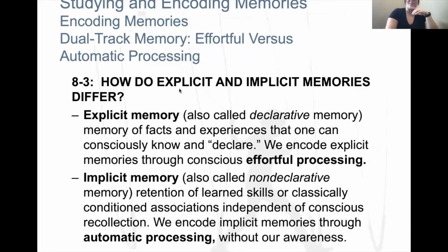So how do explicit and implicit memories differ? Explicit memories are called declarative memories, memories of facts and experiences that one can consciously know and declare. We encode explicit memories through conscious, effortful processing. So effortful processing would be things like studying, rehearsing, practicing.